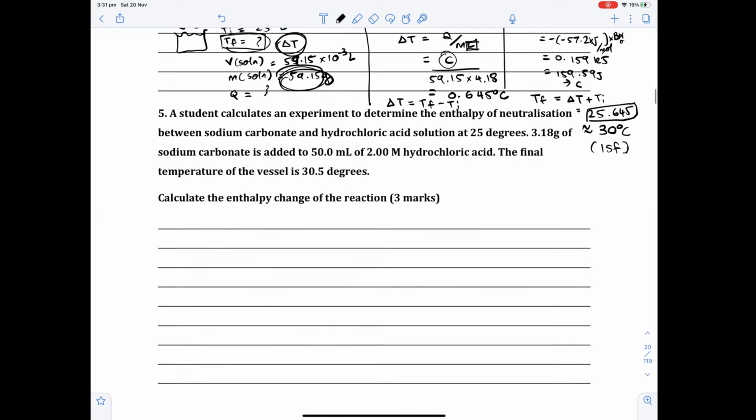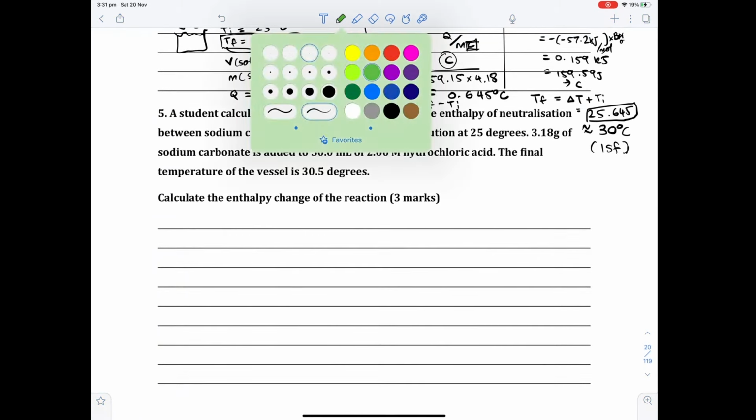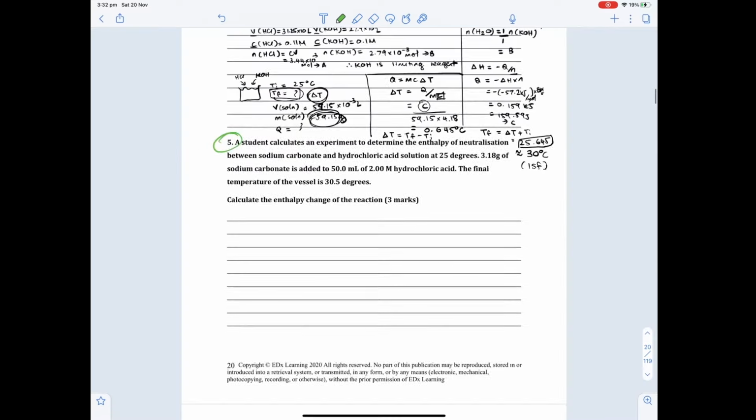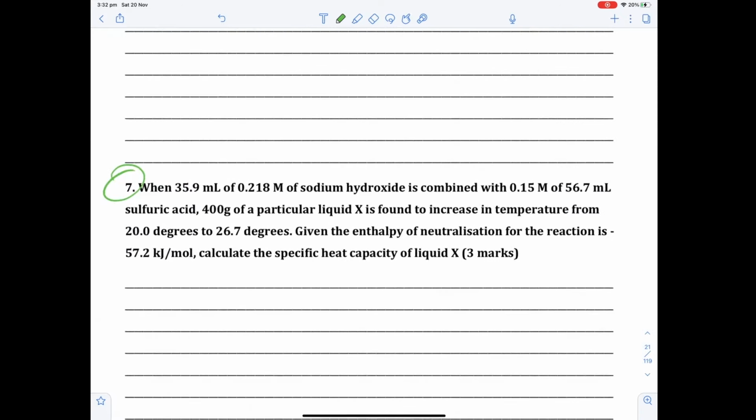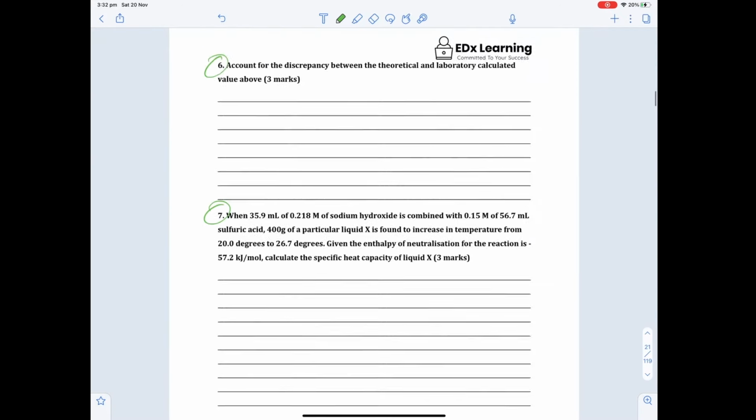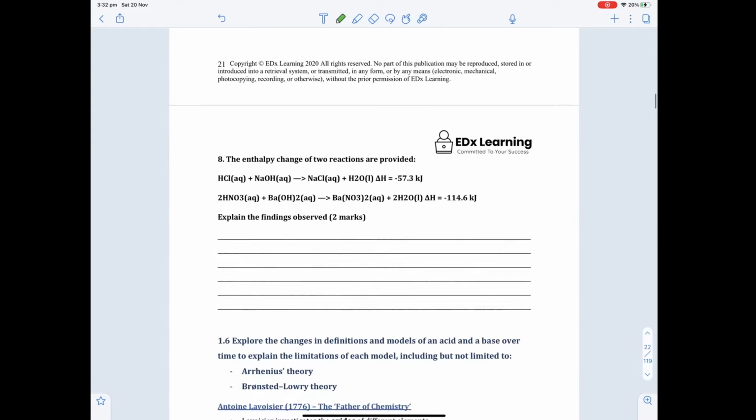Now, don't worry, all these questions are for you to do as homework, and I really want you to do these questions before coming in next lesson. Circle this for me. I expect next week question 5, question 6, question 7 is a very good one. Question 7, you're finding C, specific heat capacity itself.